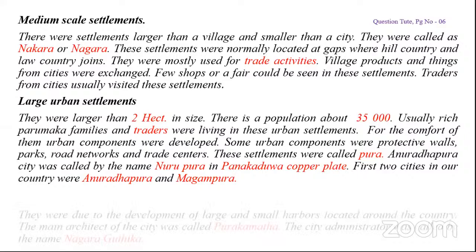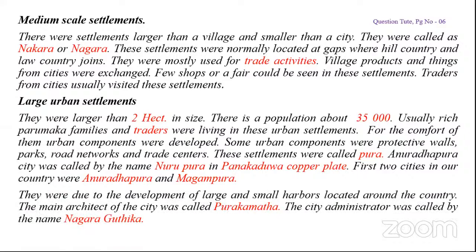Now we'll be continuing. They were due to the development of large and small harbors located around the country. The main architect of the city was called Purakamata. The city administrator was called Nagara Gutika. So Purakamata and Nagara Gutika.